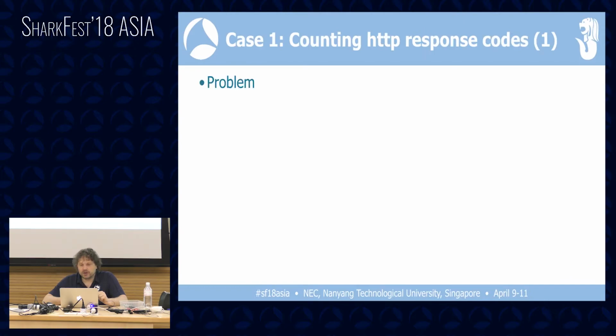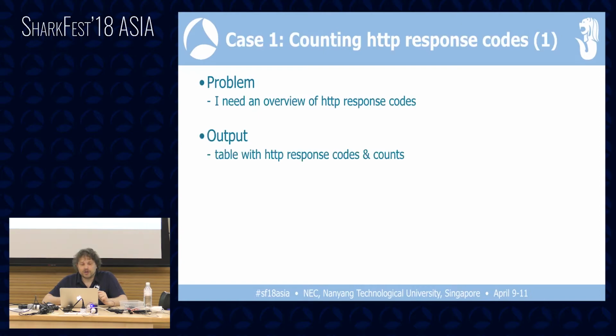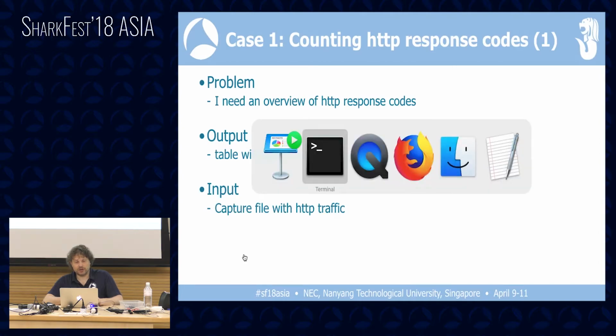So let's start easy. Let's count HTTP response codes. So what I said earlier, imagine what you want, see what you have, and then experiment how you can do it. So the output that I want is a table with HTTP response codes and a count of those, and the input is a capture file with HTTP traffic. So let's see how we can do that.